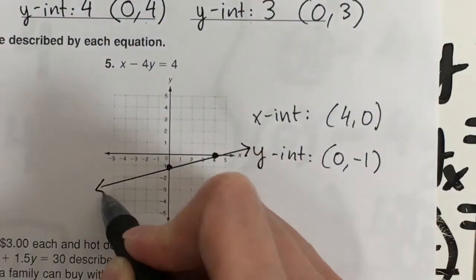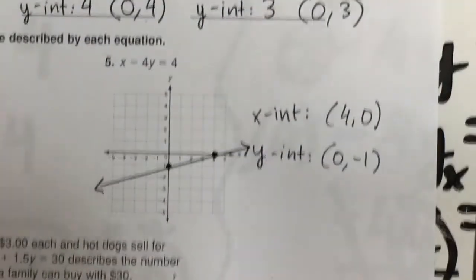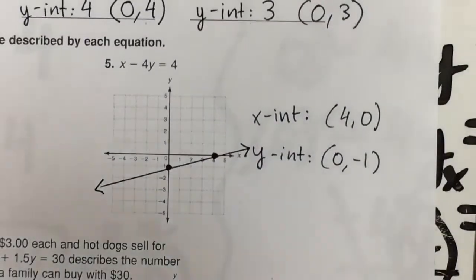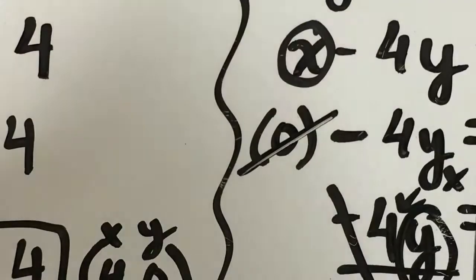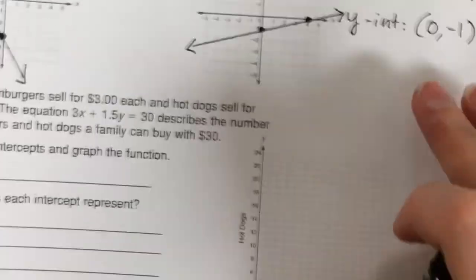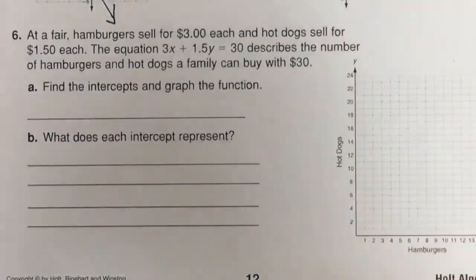With arrows. And I graphed it. Okay, now we're going to do number 6. So let me go ahead and erase all of this. And then we're going to do number 6 together.